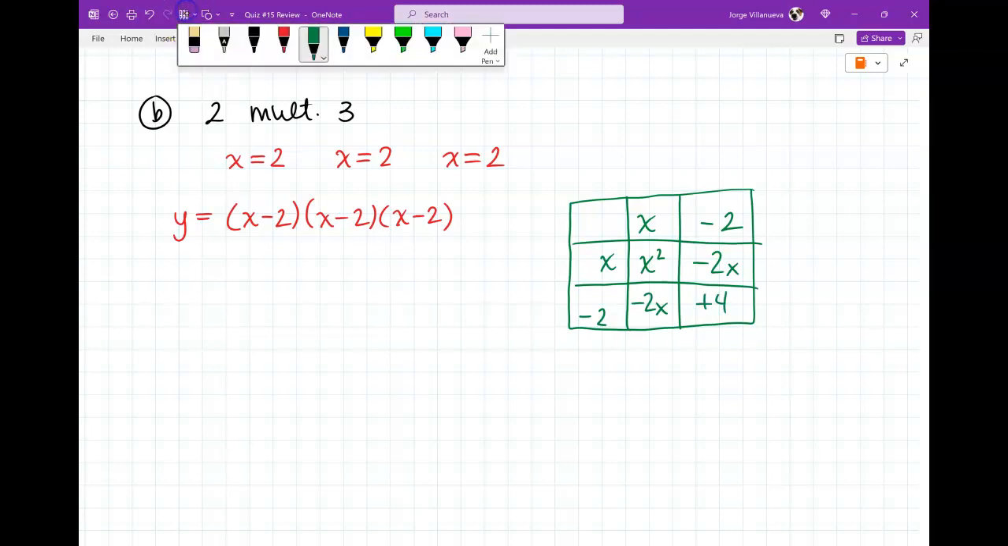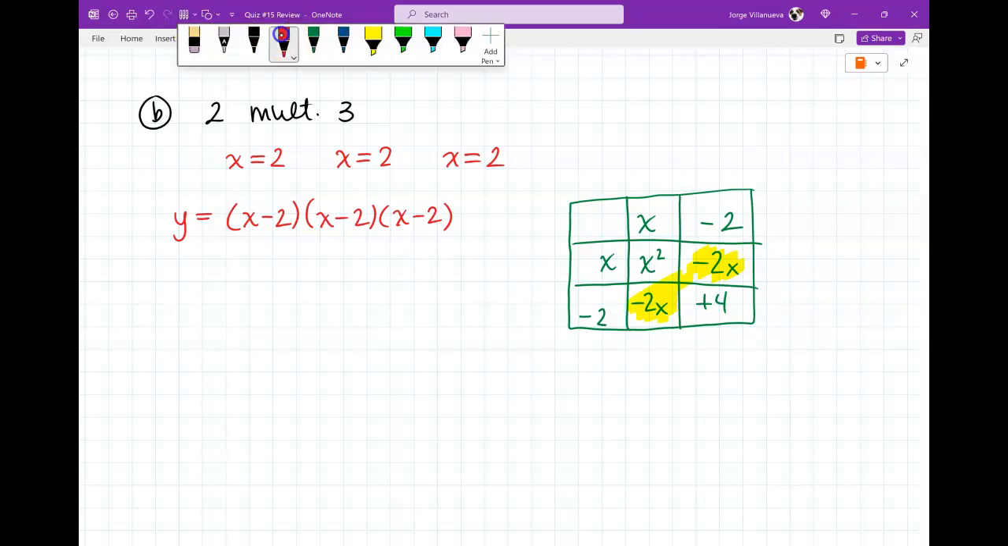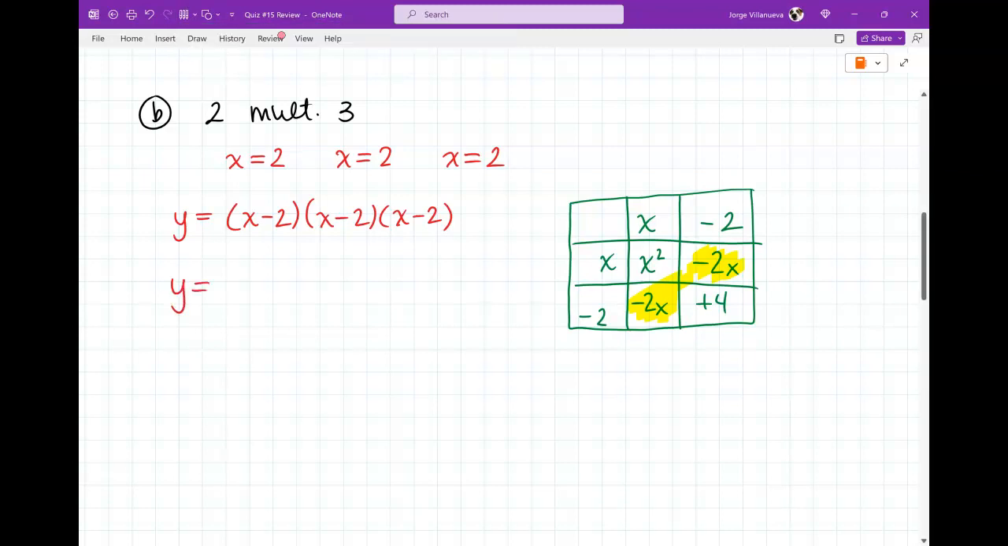Remember, combine your middle terms, okay? So make sure you guys combine this with this, because those are supposed to be like terms. So negative 2x minus 2x is negative 4x. So here we go. Y is equal to x squared minus 4x plus 4 times x minus 2.